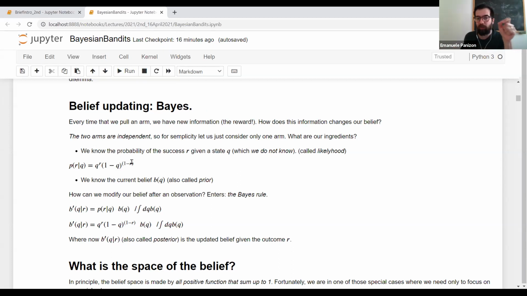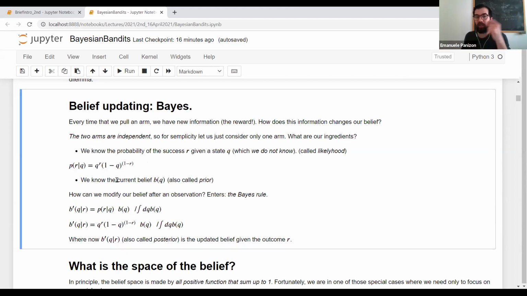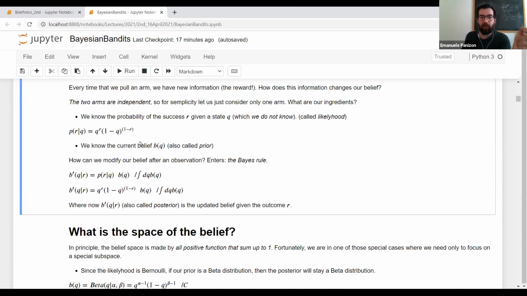So we know the probability of a success given a state, which is called the likelihood, and which is the Bernoulli distribution. Again, if we are in a state and we find out that we have a result, this is just this formula here, which I already said many times. Then let's say that I have a belief, so I have a prior, so I already have a distribution of probability over the state.